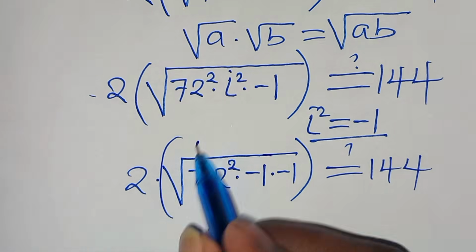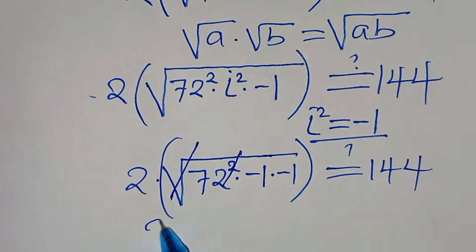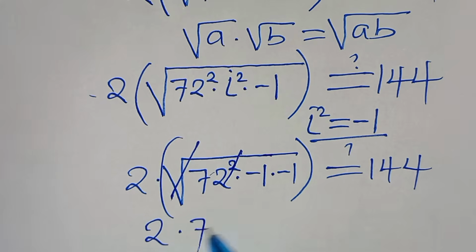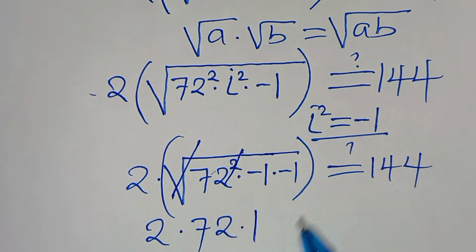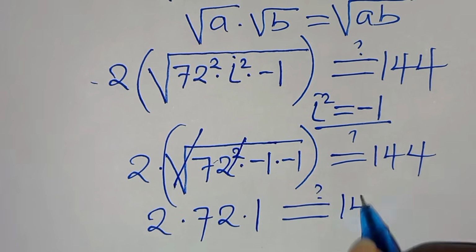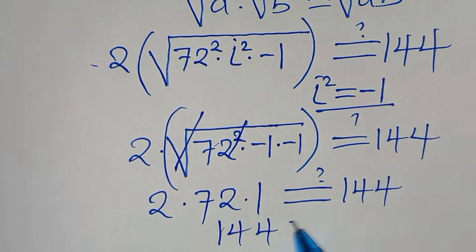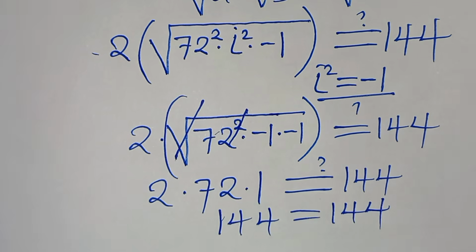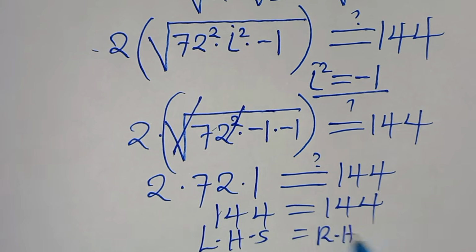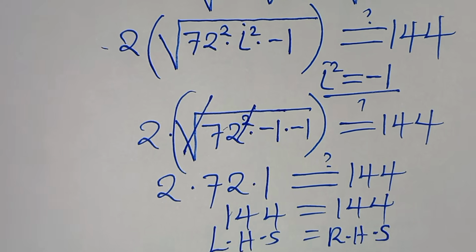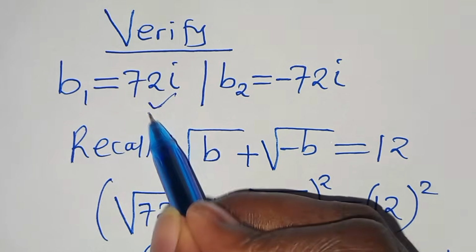So let's open the parentheses here, so that now the square root and the square here simplify. So we have 2 multiplied by 72. Minus 1 times minus 1 is 1. The square root of 1 is 1. And this is supposed to give us a value of 144. 72 times 2 is 144, which is equal to 144. So the left hand side is equal to the right hand side. And this proves that the value of b1 here satisfies the equation.